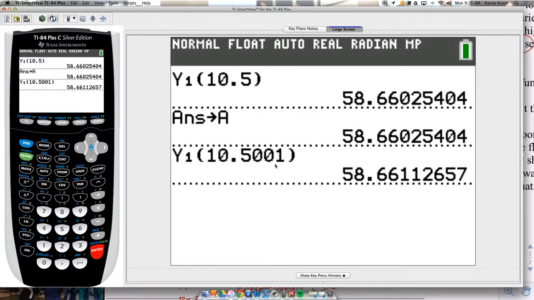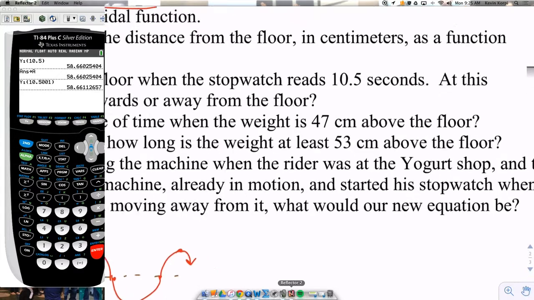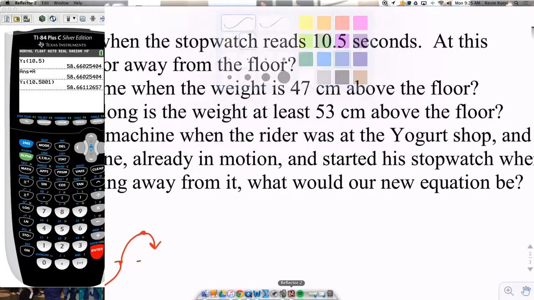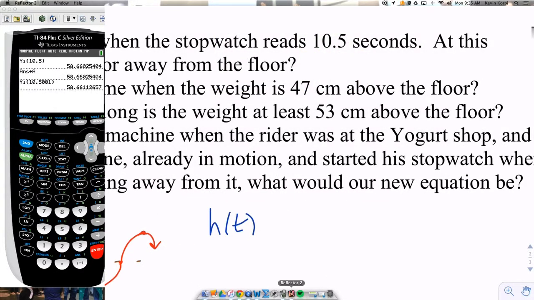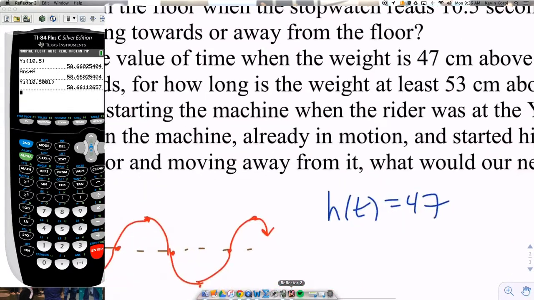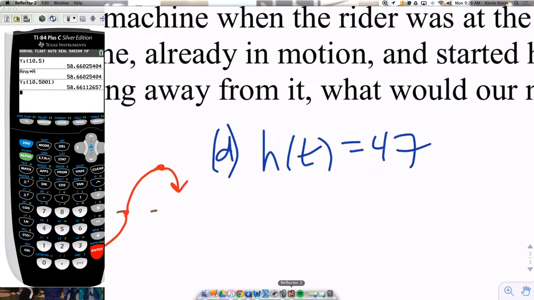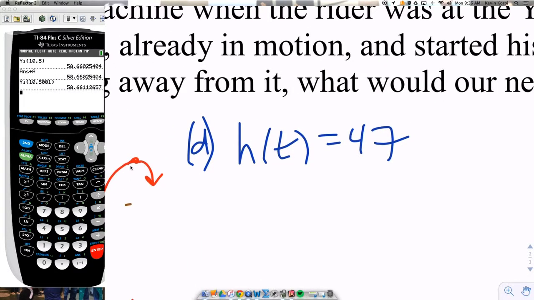Part C. Oh, no, Part D. What is the first positive value of time when the weight is 47 above the floor? So the other type of problem is I can give you the y value. So now you would say h of t equals 47. That's what you would show me on your paper. And now I know the equation you're solving. So how would we do that?